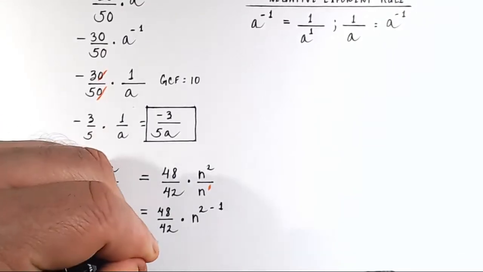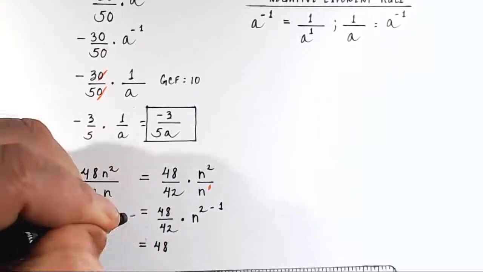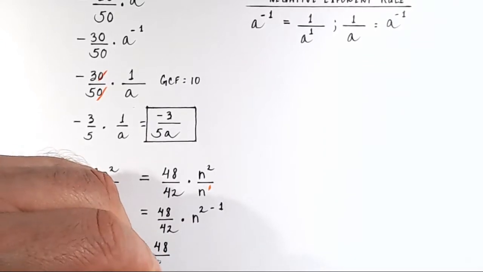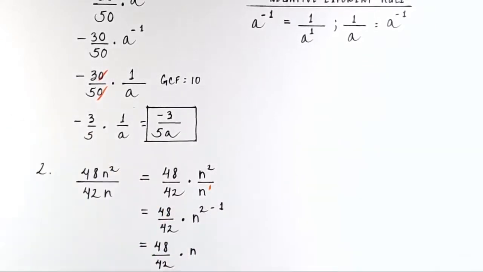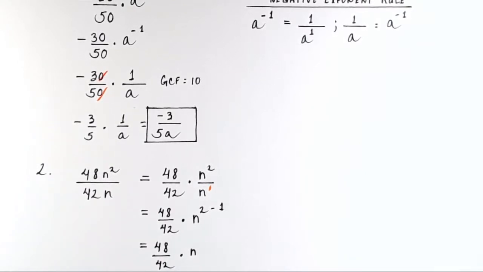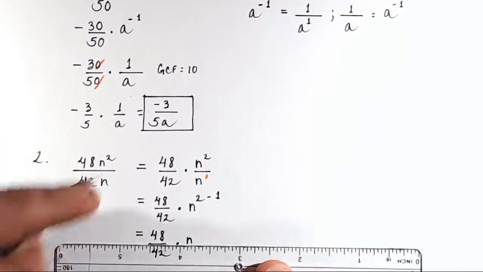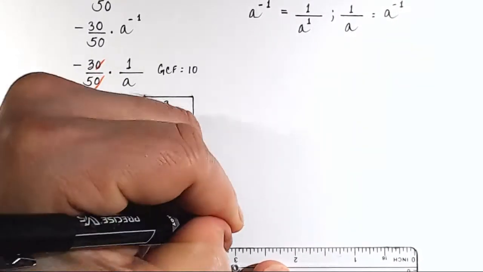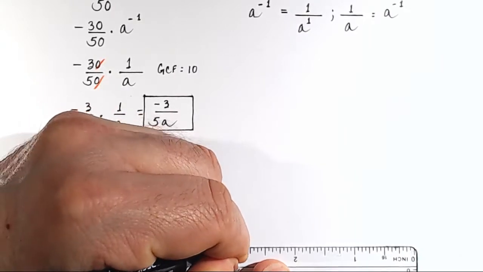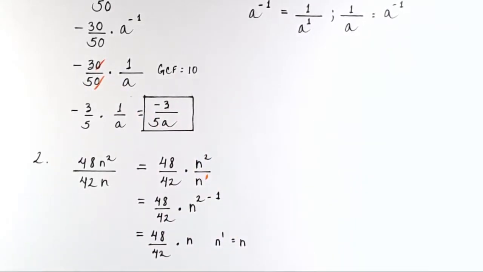So we'll rewrite 48 over 42 times n. We could say n to the first power, but n to the first power is just n. So let me just write this so you can see it: n to the power of 1 equals n. So we just write n. We're trying to make it simpler.